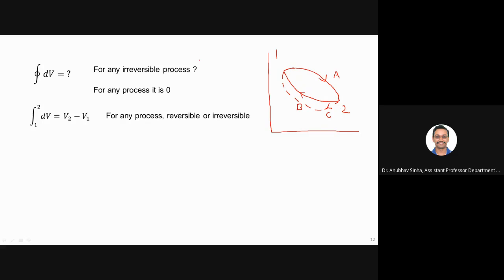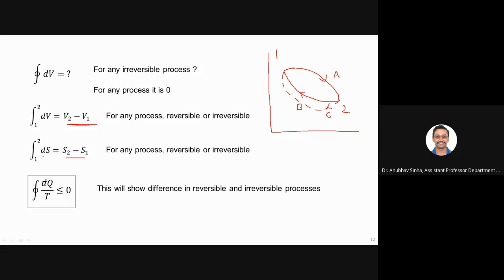And entropy is also a property. Or we can say that for any process, dV will be V2 minus V1. I don't care whether it is reversible or irreversible, I will take the difference. If I go from 1 to 2, the dV is V2 minus V1. Similarly, for entropy, for any process, whether it is reversible or irreversible, dS will be equal to S2 minus S1.